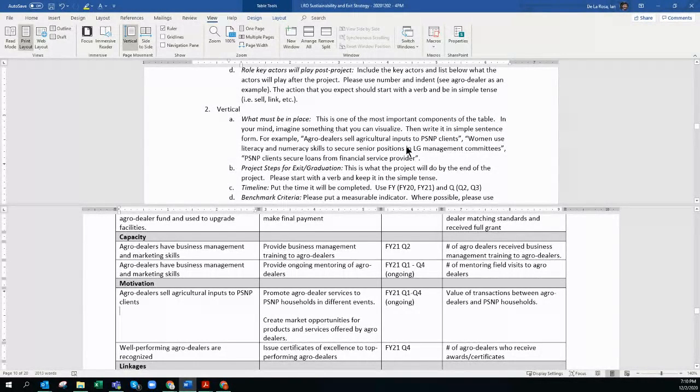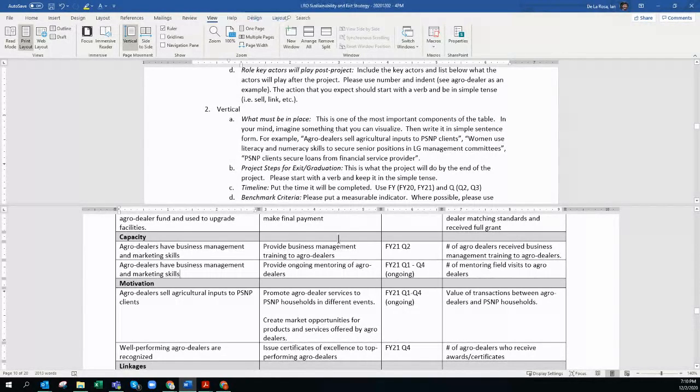As you can see here, it really has a noun and then shows an example. So again, agri-dealers sell agricultural inputs to PSMP clients. Women use literacy and numeracy skills to secure senior positions in LG management committees. Another example could be PSMP clients secure loans from financial service providers. So as you can see, it's a simple sentence, but a sentence nonetheless, where we can see who the actor is and what they are doing at that time.